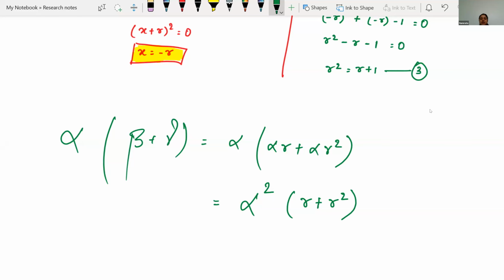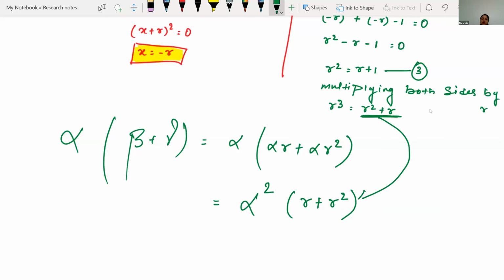Here, if you will see equation number 3, can we say r square is equal to r plus 1? So if we multiply both sides by r to customize this equation number 3, we will have r cube is equal to r square plus r, right? This one's value I was searching. That's why I have done the multiplication. So we ended up getting alpha square r cube.